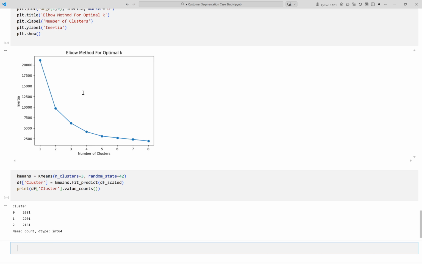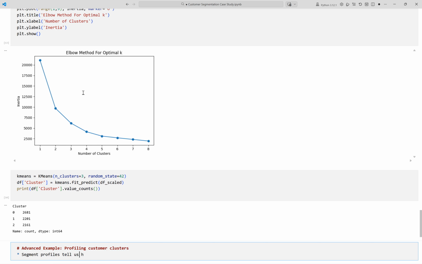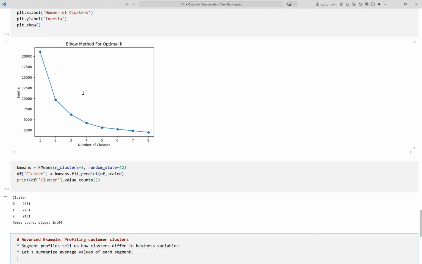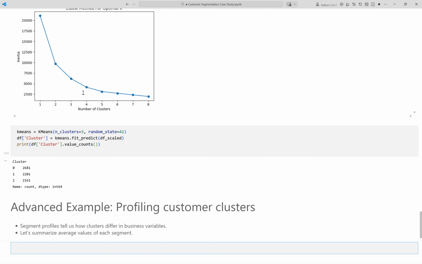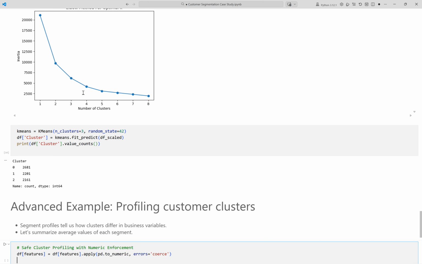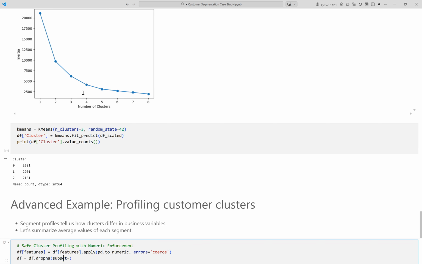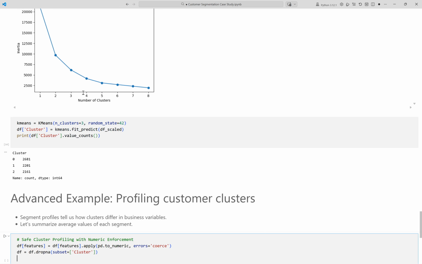Advanced example, profiling customer clusters. Segment profiles tell us how clusters differ in business variables. Let us summarize average values of each segment. Running the cell now. Before profiling clusters, we ensure that all selected features are numeric. We convert the feature columns to numeric and coerce invalid values into missing values. Next, we drop any rows where the cluster label is missing.